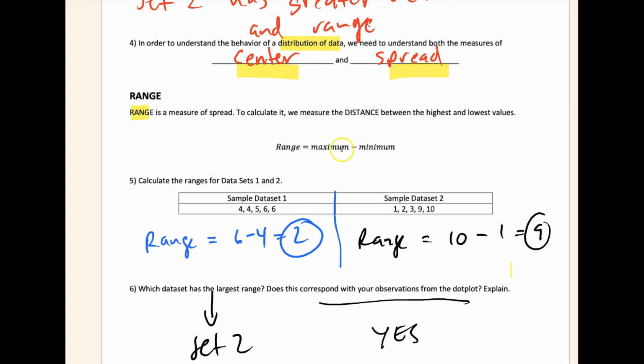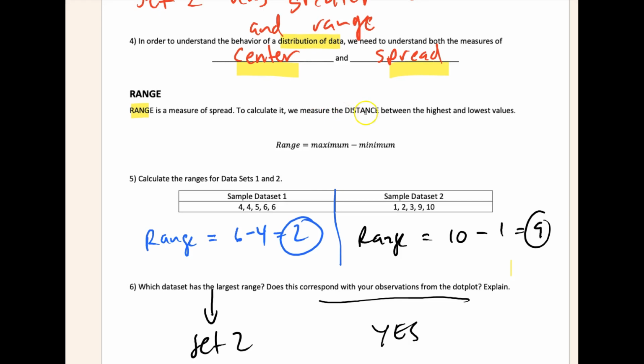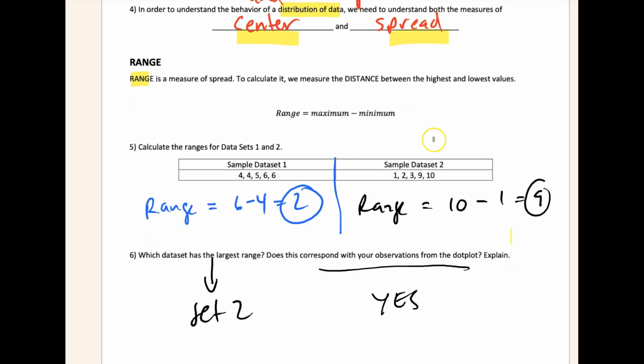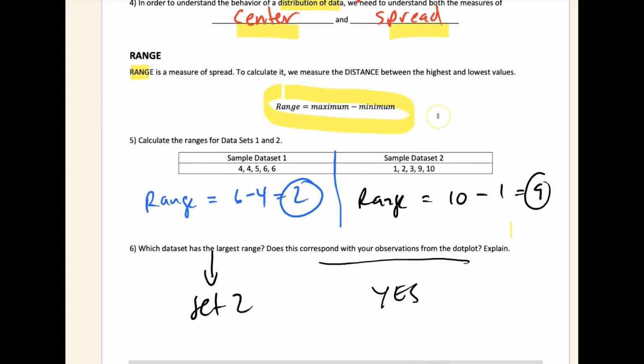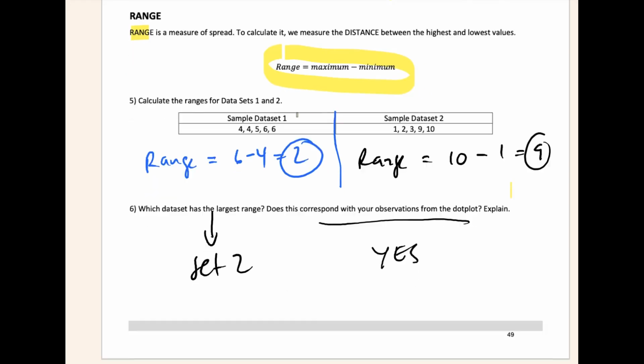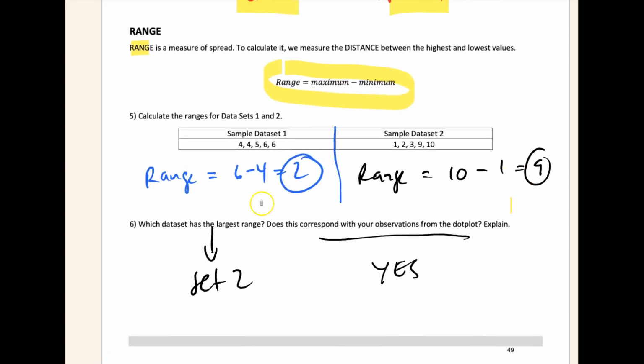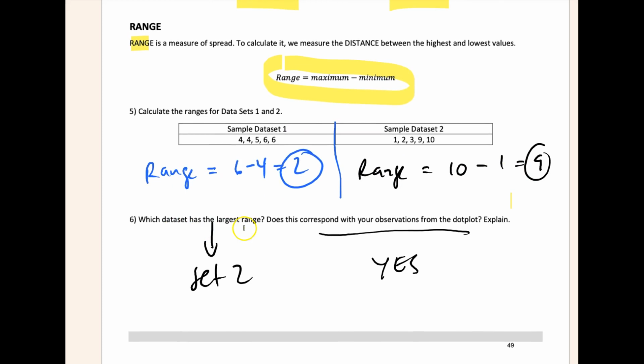To calculate it, we just subtract the minimum from the maximum, and really what that measures is the distance between the highest and lowest values. And so there's your formula right there for measure of spread using what's called the range, and it's a simple calculation. And so you can see which data set has the largest range.